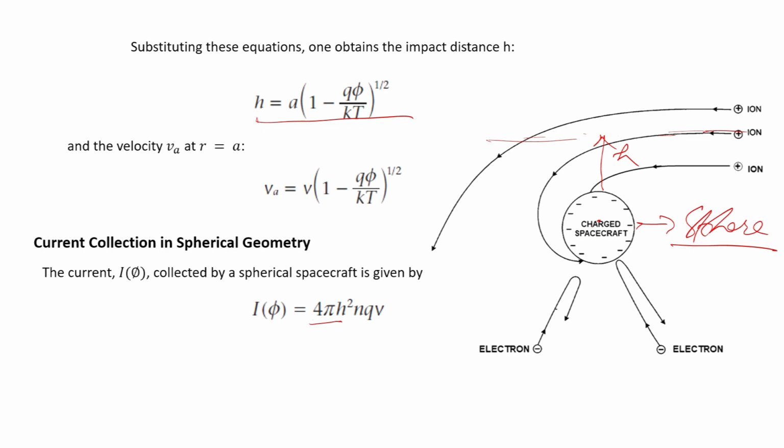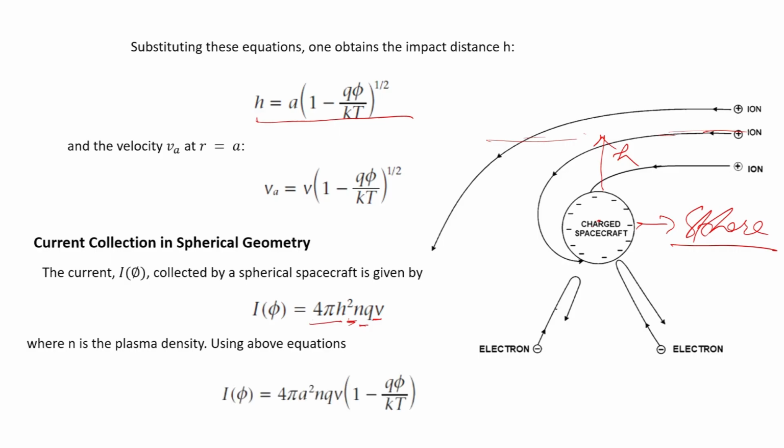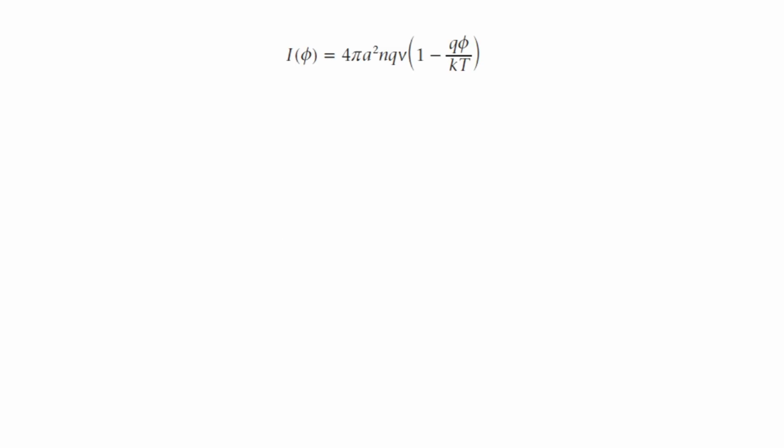So, I can write the current collection by this expression, where 4 pi h square is the surface area, then it is the density, this is the charge per unit particle, and this is the velocity. So, n is the plasma density, as I already said. I can now substitute the h value here, and the V A, and my I phi A expression will become like this. So, this is the I phi.